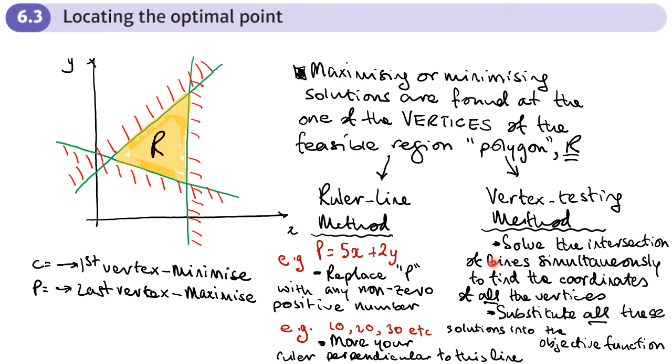So I've just written down what I've said here. We solve the intersection of the lines simultaneously to find the coordinates of all of these vertices here, and we could use our calculator to help us solve these simultaneously if they're not easy to do. And then we're going to substitute all of these solutions, each one at a time, into the objective function and see which one gives us either the largest answer if we're maximizing or the smallest answer if we're minimizing.